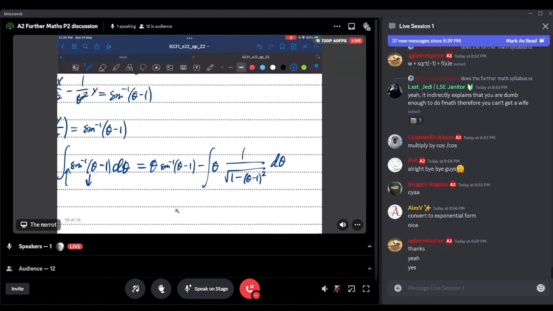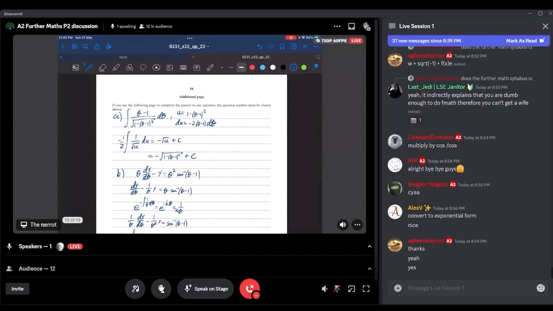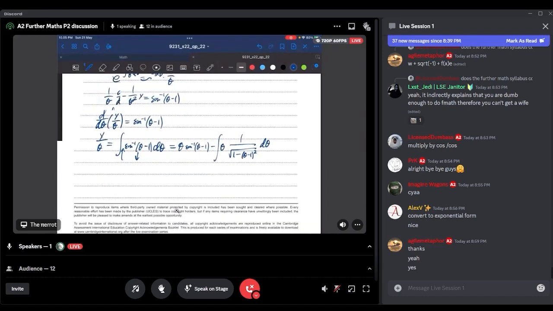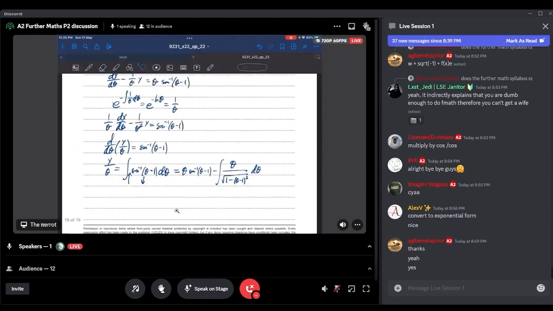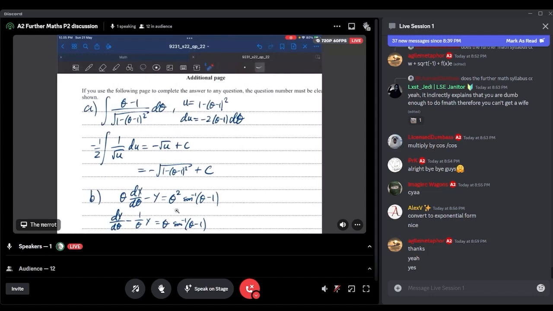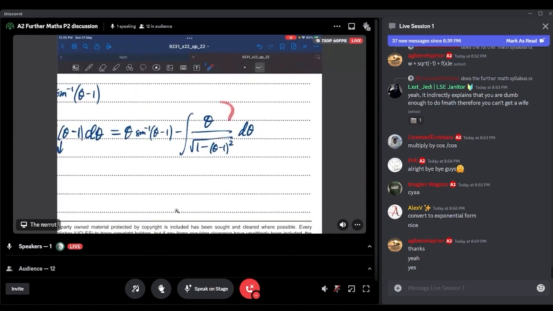So here's the thing. It may be confusing because we don't have a theta minus 1, right? We're only given the method on how to do this integral, but not this integral. We're missing the minus 1. So how do you get the minus 1? We can use the previous part to help us. Remember when we do integration by parts, we integrate 1, right? We only integrate 1.